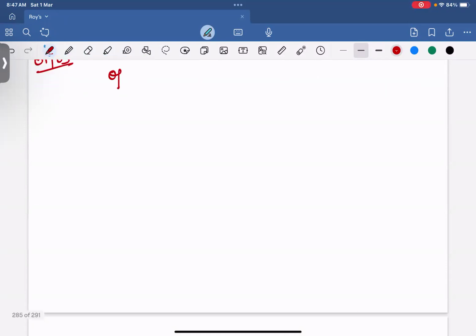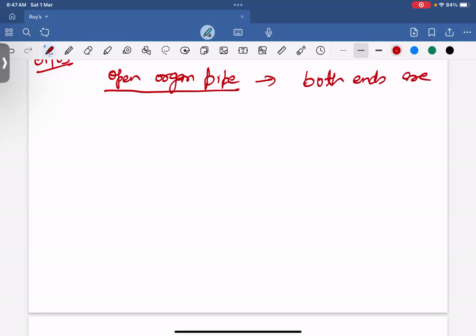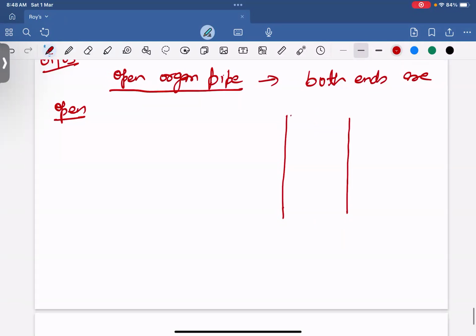Now let's discuss the open organ pipe. An open organ pipe has both ends open, like this type of pipe. Both ends open means that at both points the air can vibrate with maximum amplitude. It's free to vibrate, so at both points you will get an antinode.